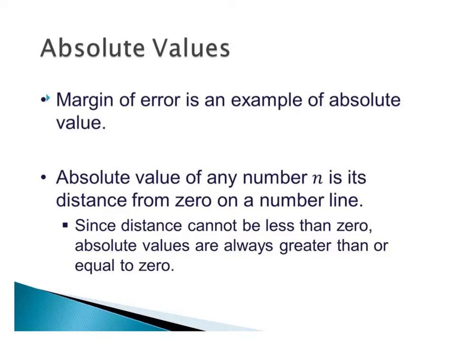Absolute value in a definite math sense is the distance a number is from 0. And if you think about it, distance cannot be negative, okay? If you travel in a car, you're always traveling a positive distance. Distance can never be less than 0. So an absolute value is always going to give you a positive value.